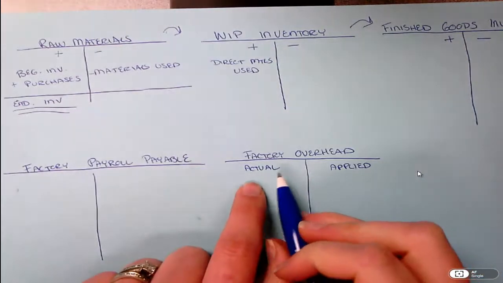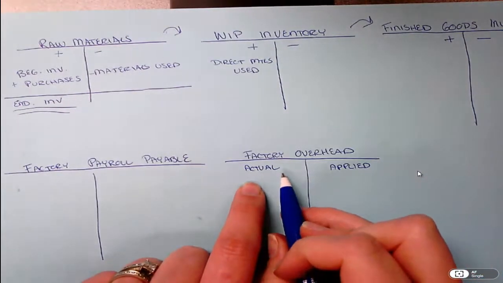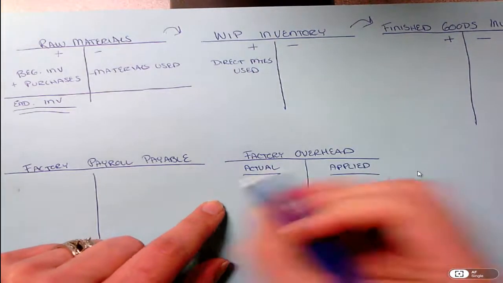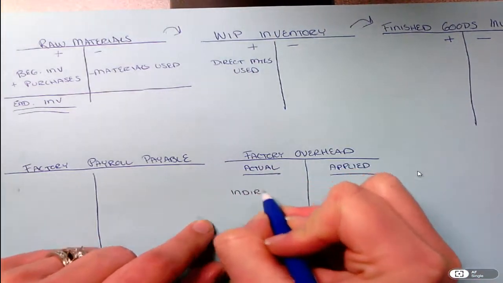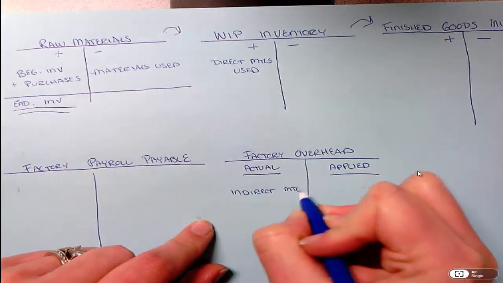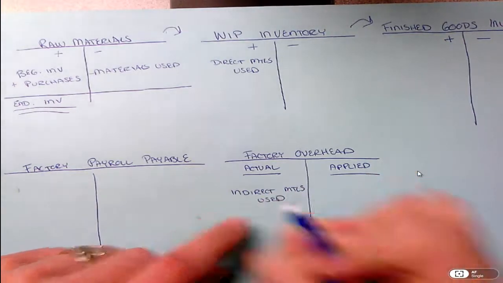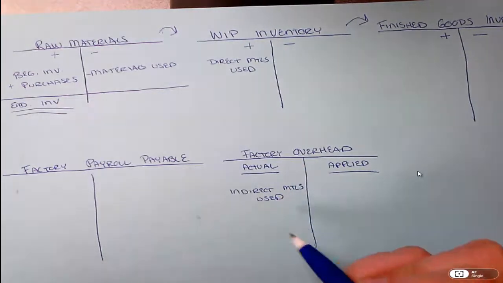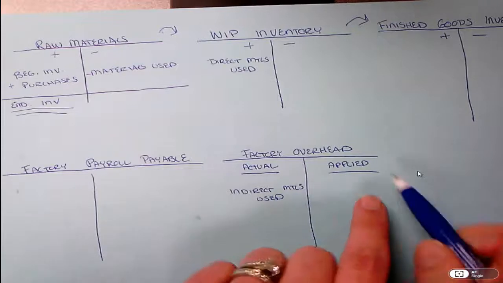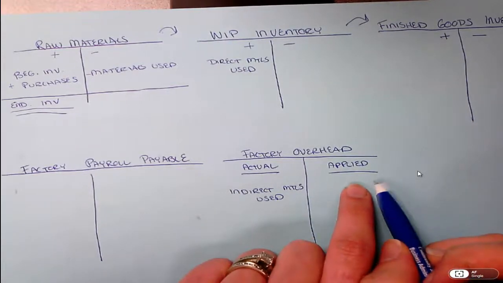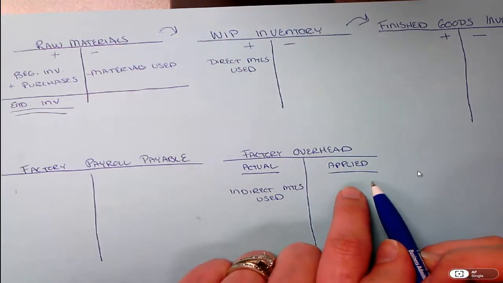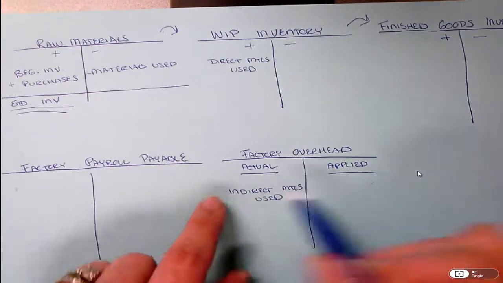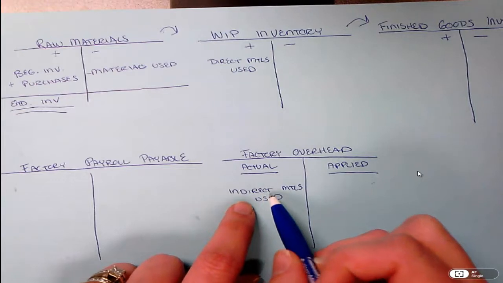Our actual side is where we're going to put the actual overhead. This is where we're going to find things that are indirect, like indirect materials used. All of our indirect costs go into factory overhead. That was one of those definitional things you heard about in Chapter 2. When we apply a POHR, the predetermined overhead rate, into our work in process, we'll see it hit on this credit side. But for right now, we're only going to talk about the indirect materials used.